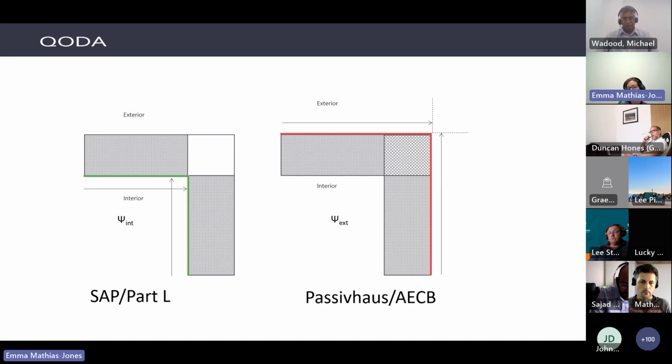The SAP Part L is often a bit of an underestimate. The Passive House is a bit of an overestimate. Sometimes it can be much less or even negative, just because of the way the geometry works. Typically, you might hear that junctions are thermal bridge free, and that roughly means that you've got a psi value of less than 0.01 watts per meter Kelvin. But there'll always be a value associated with that. But yeah, the lower the better.